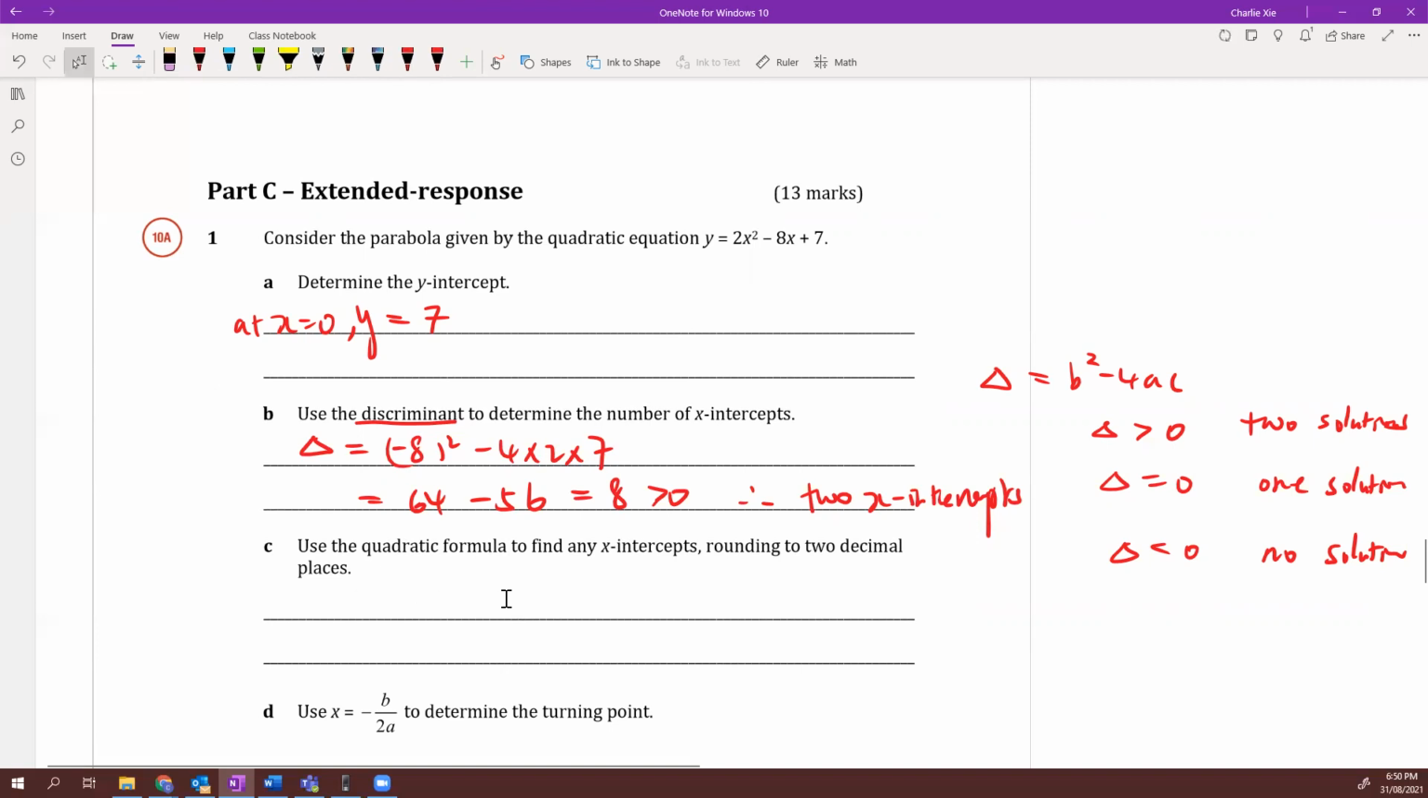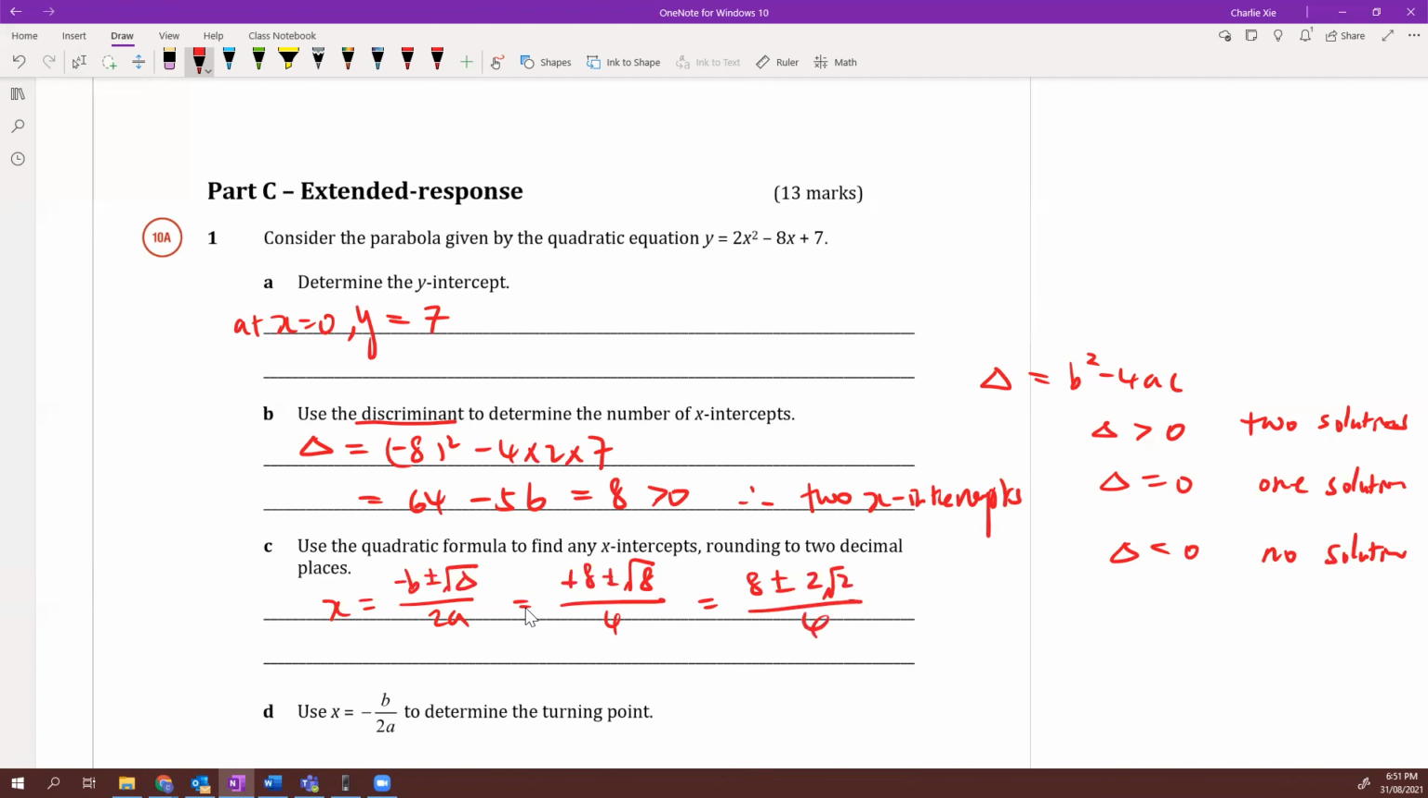Part C. Use the quadratic formula to find any x-intercepts to 2 decimal places. So your quadratic formula is x equals minus b plus or minus square root of delta over 2a. This delta is b squared minus 4ac. We've already found delta is 8. So negative b, negative 8, which is plus 8, plus or minus square root of 8 over 2 times 2, which is 4. So that's 8 plus or minus square root of 8, which can be simplified as 2 root 2, over 4.